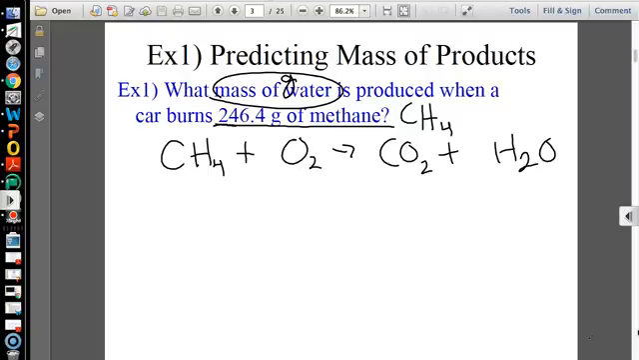I get an email every day, like an AP Chemistry email of the day question, and today's question related to this trick. It's a very common thing that I see all the time.